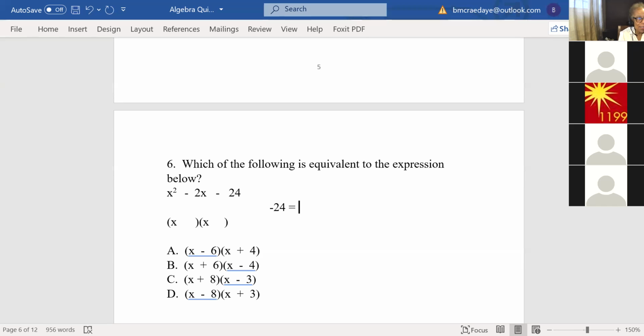Chastity, what are two factors I can multiply to give you a negative 24? Think of two numbers I can multiply and get a negative 24. Six, negative 4.